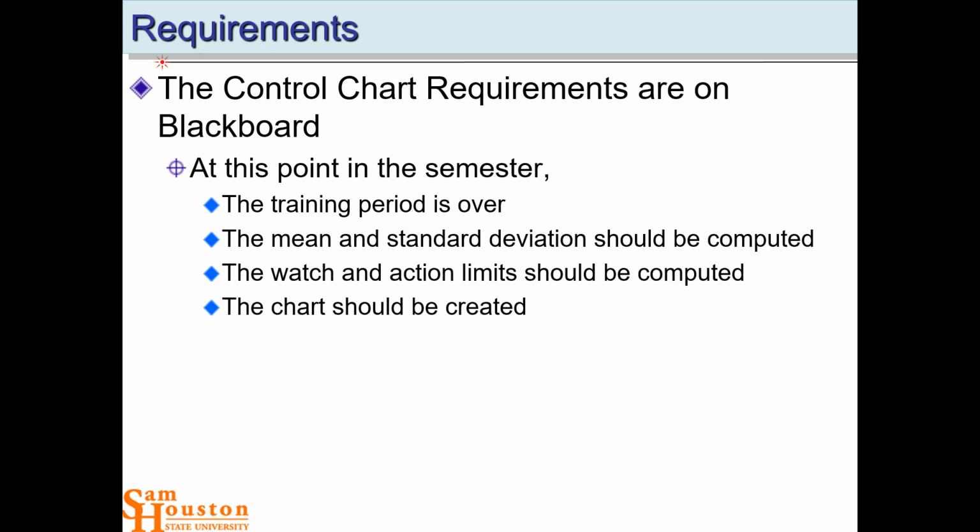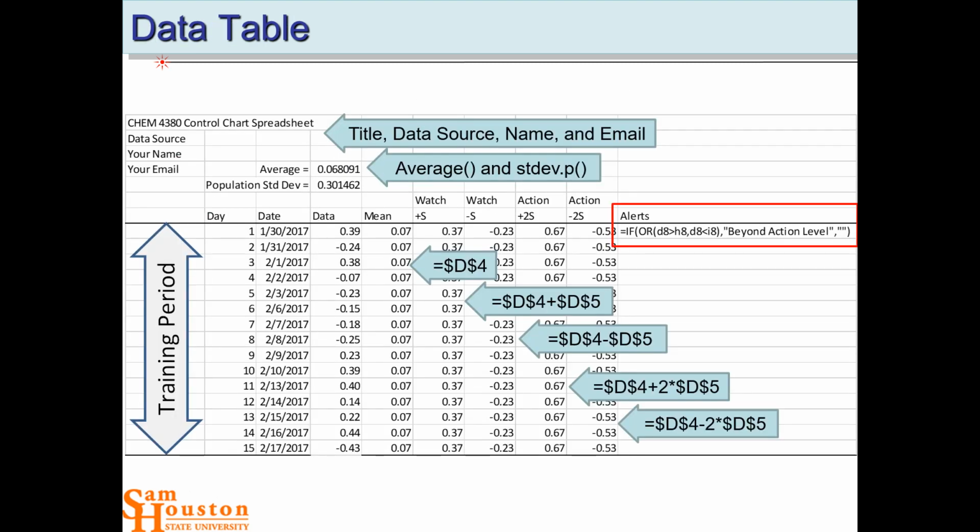Okay. So now it's time to calculate the mean and standard deviation. Pretty simple. The formulas are in Excel, average for the mean, and we're going to use the population standard deviation. So it's STDEV.P. So you'll see that in the spreadsheet. And then we'll set up the watch and action limits, and then we'll create the chart. And so I'm just showing you some of the details. This is what your spreadsheet should look like in general.